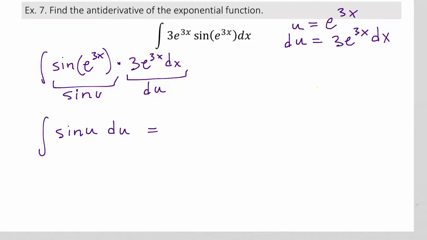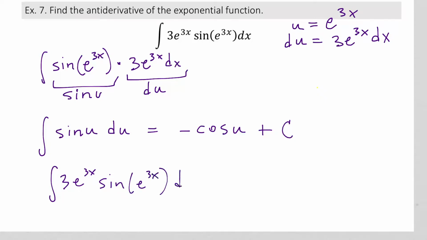So we know the antiderivative of the sine would be the negative cosine of u plus c, and that's because the derivative of the cosine is the negative sine, times negative would make it positive sine. So subbing back in my u, let's just write it all out: the integral of 3e to the 3x sine of e to the 3x dx is equal to negative cosine of e to the 3x plus c.